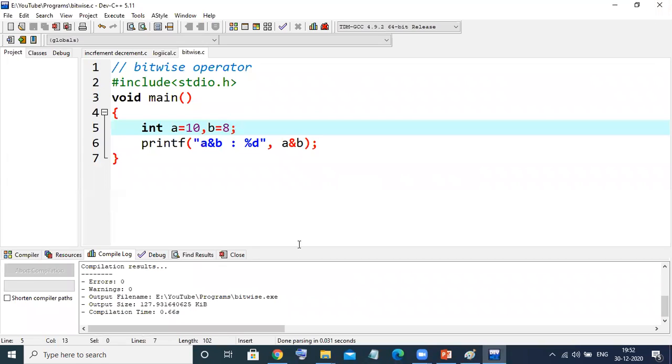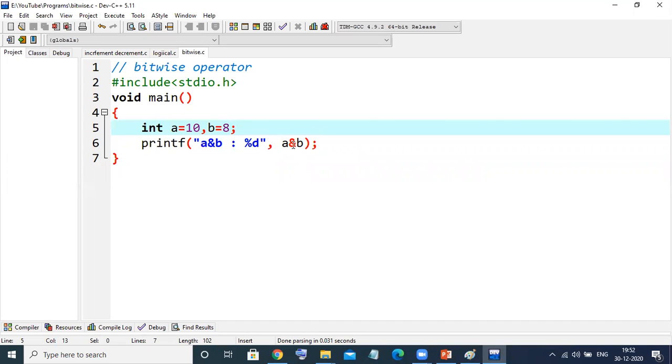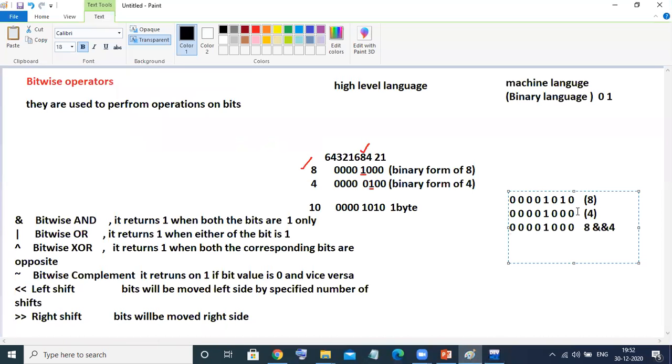Because bitwise and will return 1 only when both the bits are 1. This is the bitwise calculation. So don't get confused here.